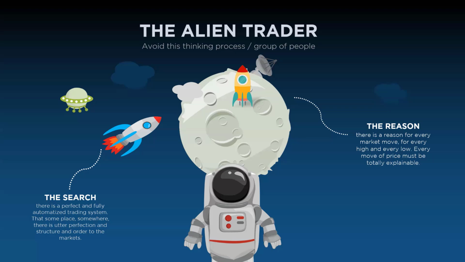So what I call this group of people, I call them alien traders. So let me explain here. The alien trader has the desire or the hope that there's some sort of perfect and fully automated trading system, that some place somewhere on the moon there is utter perfection and structure and order to the markets. The issue here is that the more perfectionist traits you have, the more you will struggle with the markets. I know this because I was kind of like that in the beginning. I really struggled with the markets.